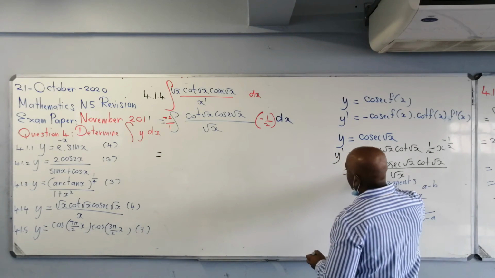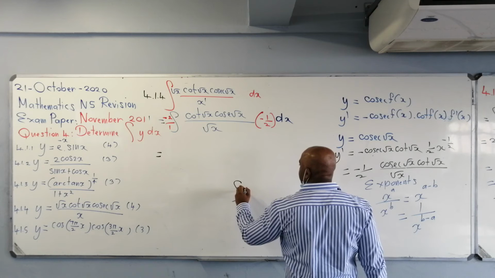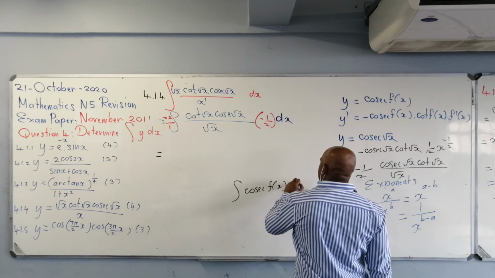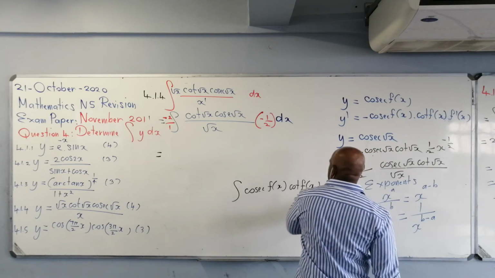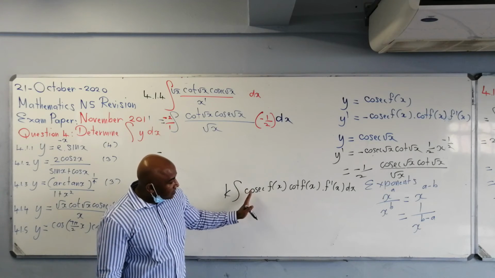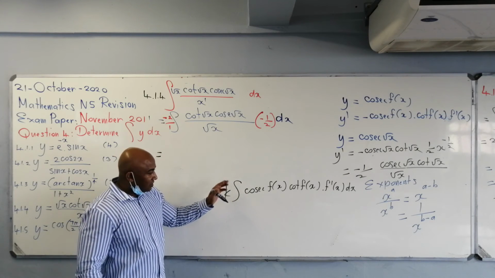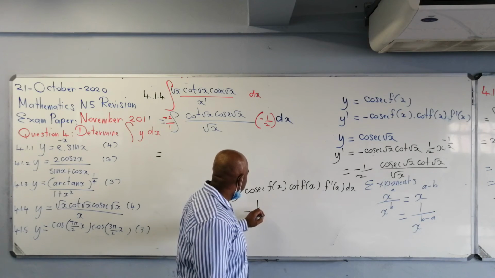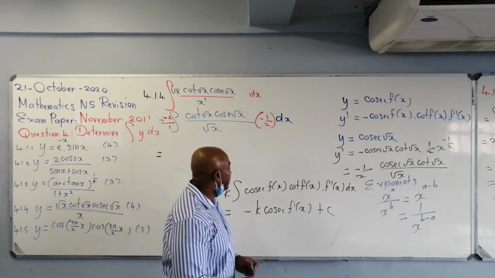So what we have now is the situation here of the integral of cosec f of x cot f of x times f prime x dx, and there's your k there. So this is your standard formula. So we have cosec cot times the exact derivative, and you have your number in front there. So this answer will always be minus k cosec f of x plus c.